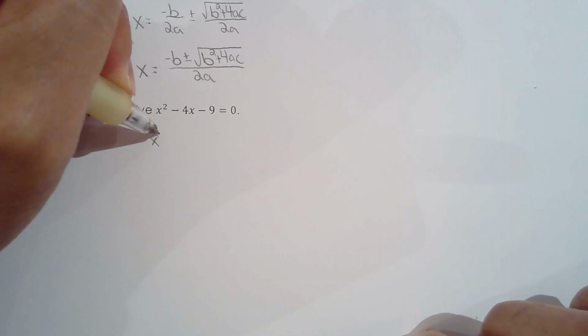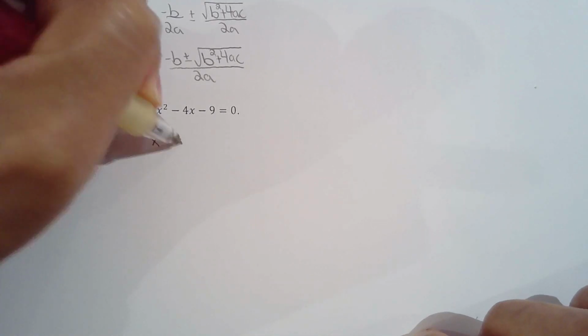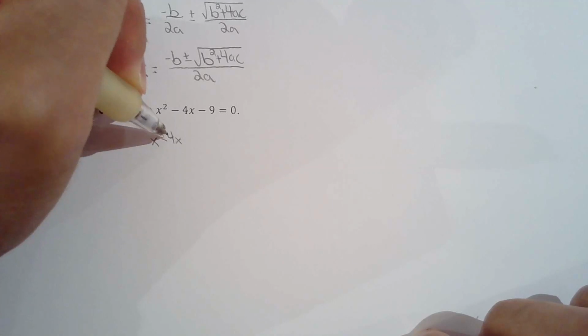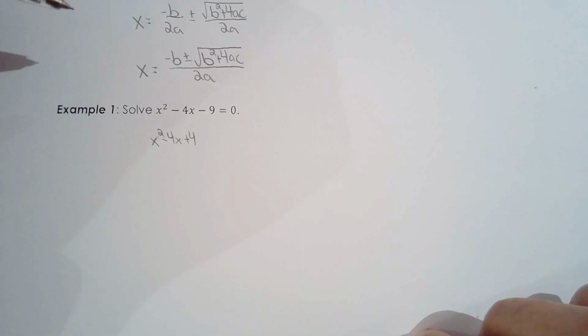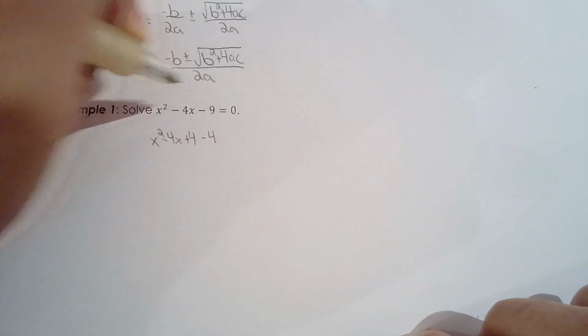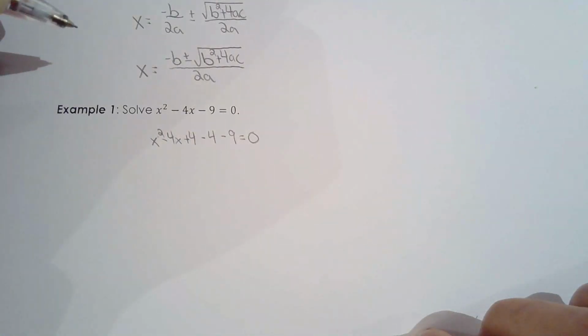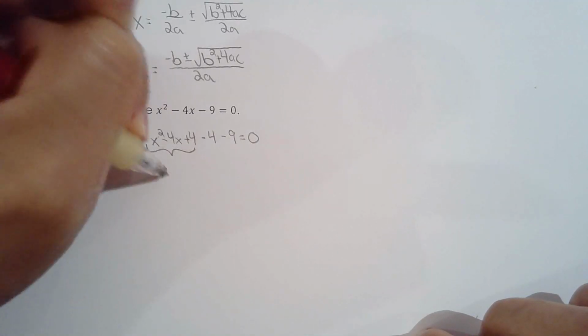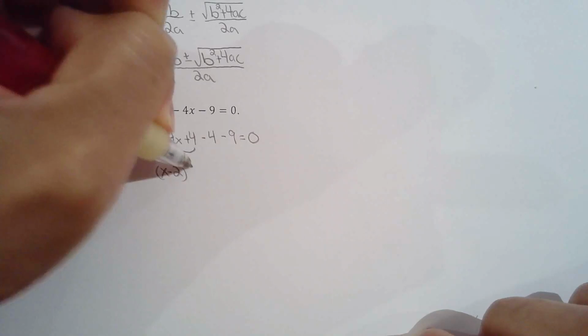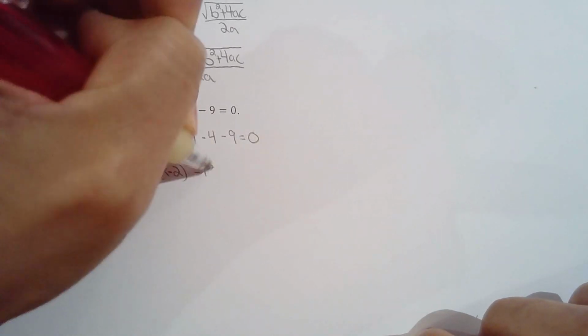X squared minus 4x. The perfect square, so divide this by 2 and then square would be plus 4. But if you add 4, you have to subtract 4, and don't forget about the negative 9. Okay, so this is x minus 2 all squared. And this is minus 13, of course.